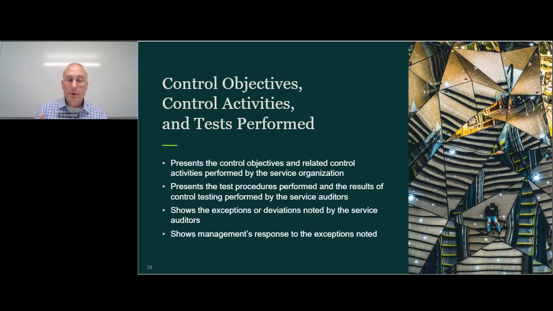So we've set this backdrop with the overview, the narrative, and the complementary user entity controls. Now we know who the organization is, how they're operating, the type of procedures they have, and what I need to do to make this control environment work. But the heart of the report is an itemization of the control objectives, underlying controls that are being performed by the service organization, and the testing procedures that are done and the associated results of those.